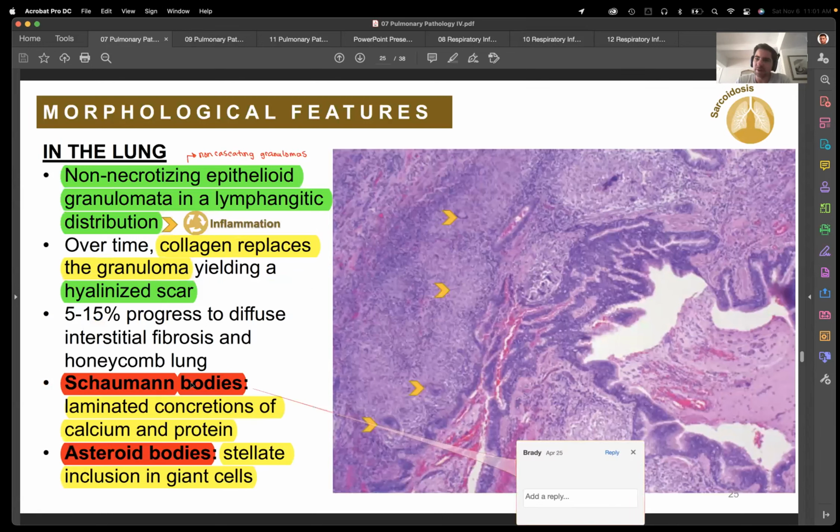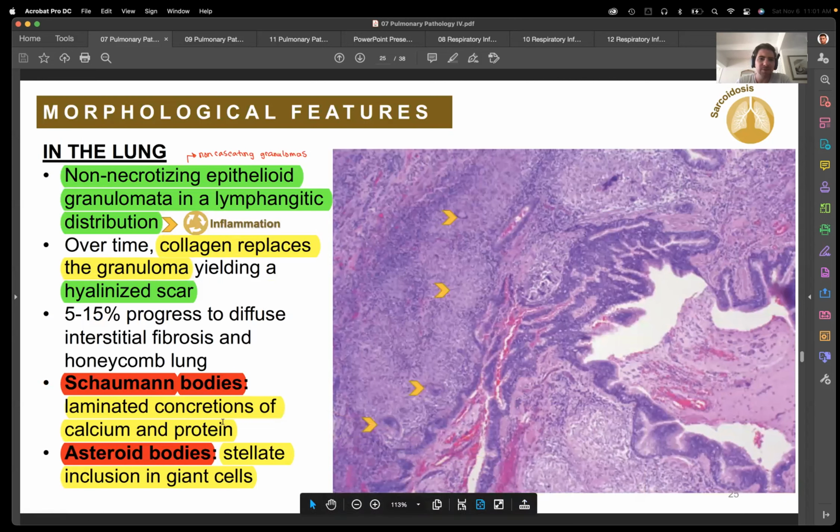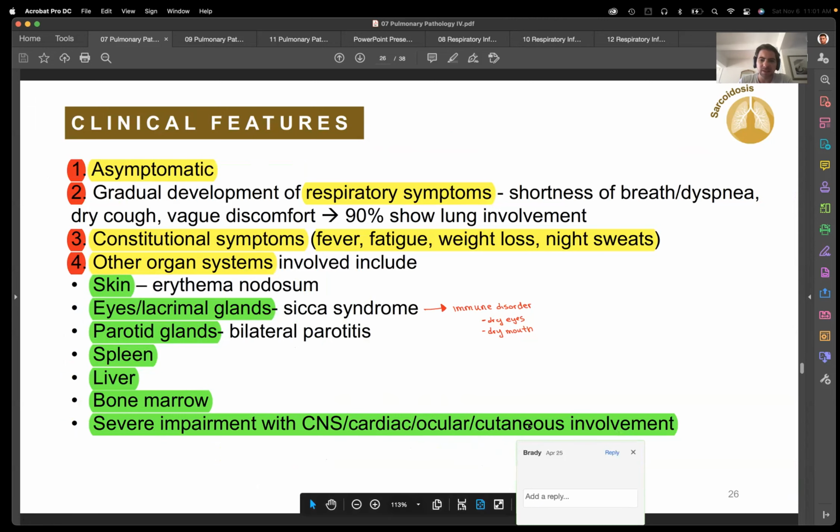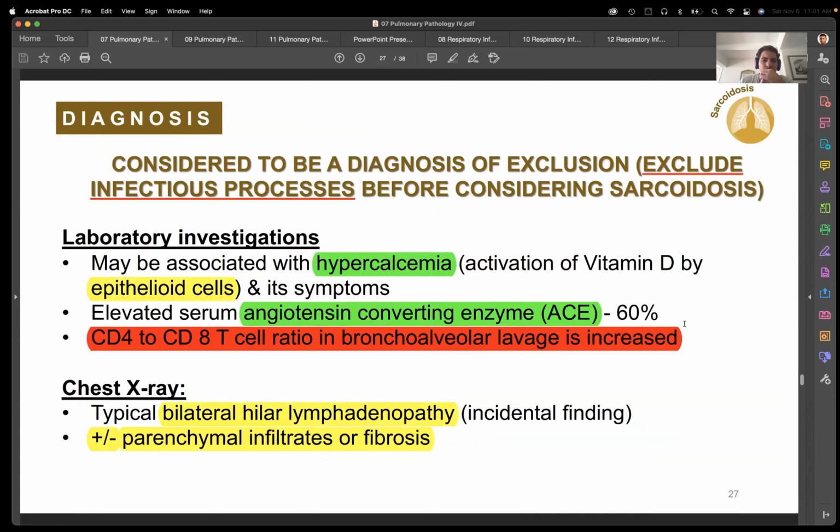Again, these probably aren't as important as the stuff with asthma, but fair game for a test. They put that in there, you should be able to identify that this is sarcoidosis. You can see these little granulomas that are forming there. Non-caseating, there's no cheese in the middle. Other organ systems: skin, eyes, parotid glands, spleen, liver, bone marrow, CNS. So they're all over, but I think the primary ones they talk about are the skin and the lungs.